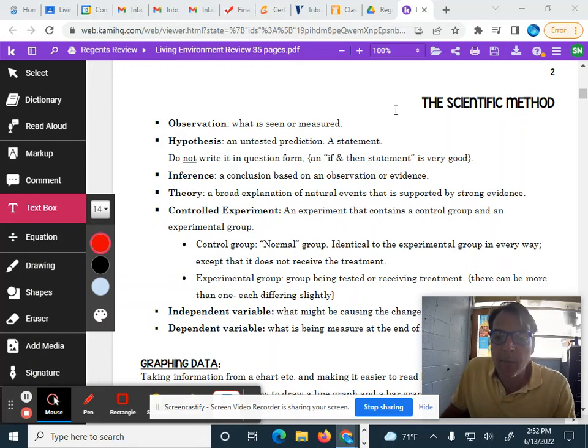Okay, this is Living Environment Review. So the first section is the scientific method. So here are the parts of the scientific method.